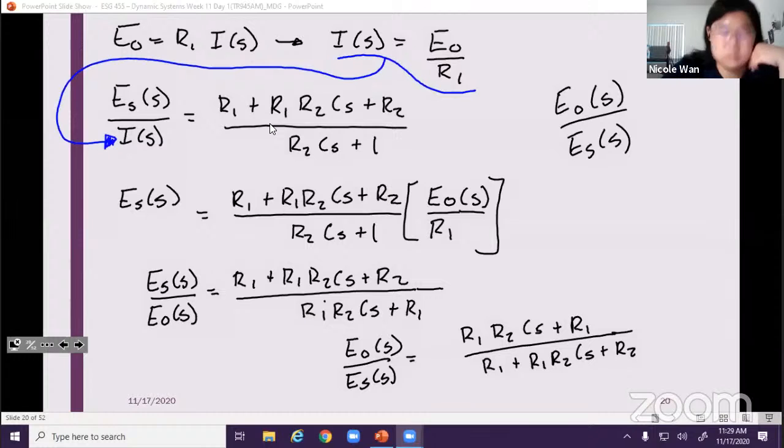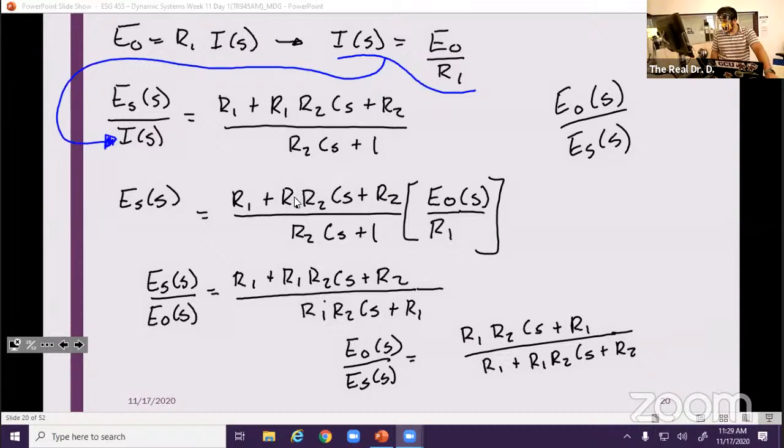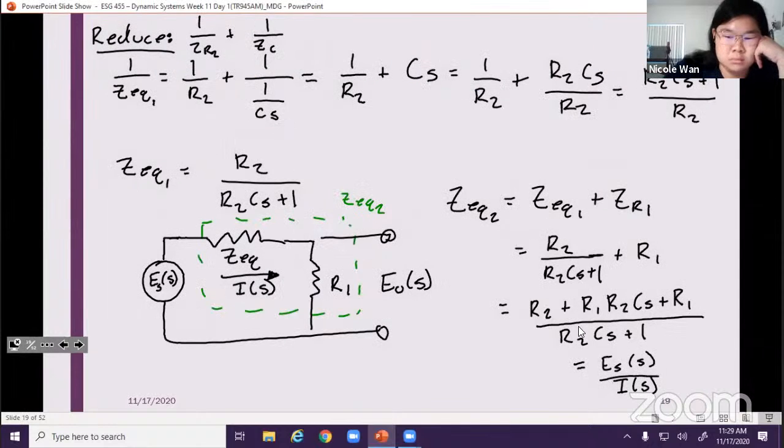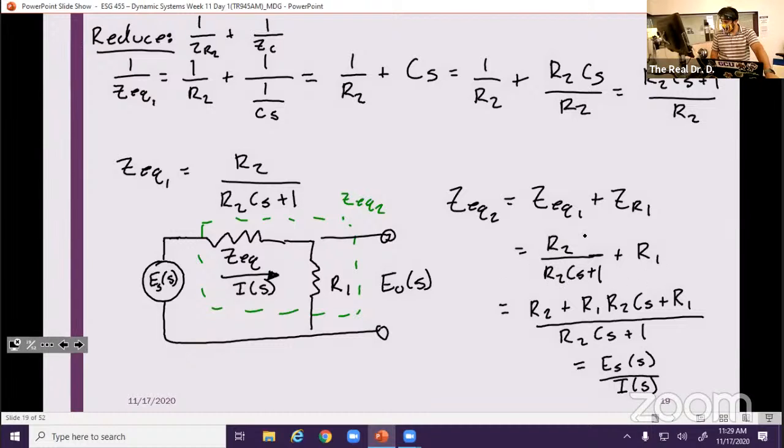Dr. D, I have one question. Yes. Where did the R1 R2 CS come from in the numerator in the equation? This one right here. Yeah. Go back. So we just made the common denominator for this, right? If you multiply this by R2 CS plus 1 over R2 CS plus 1, you'll end up with R1 R2 CS plus R1, which is the second part, right? Okay, thank you.